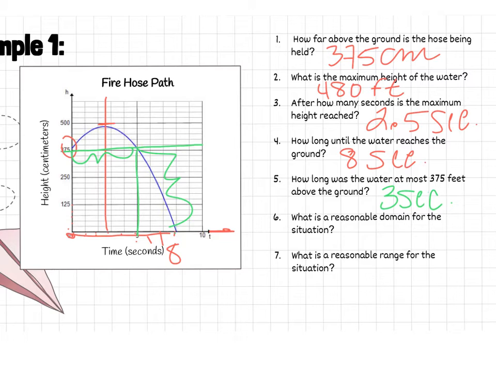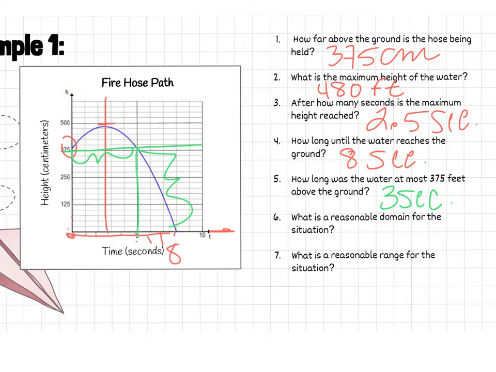So, reasonable domain. Now I could write the equation for this graph, and if I had just any parabola, any quadratic function, the domain is all real numbers. But that's not true here because I have 0 seconds. I don't have negative seconds. And pretty much after 8 seconds, it's done. The water is on the ground. So to make it go on forever is kind of pointless.